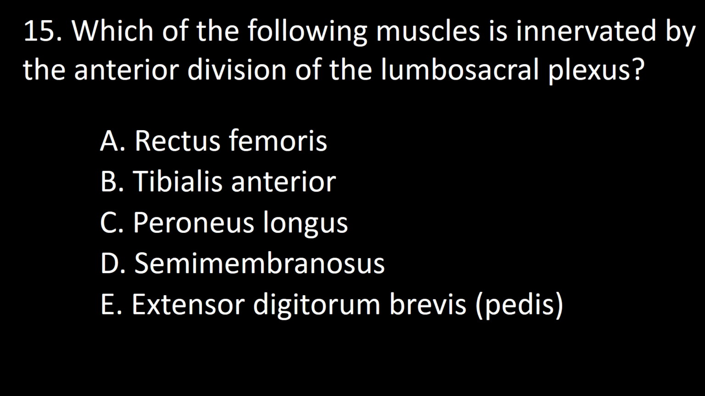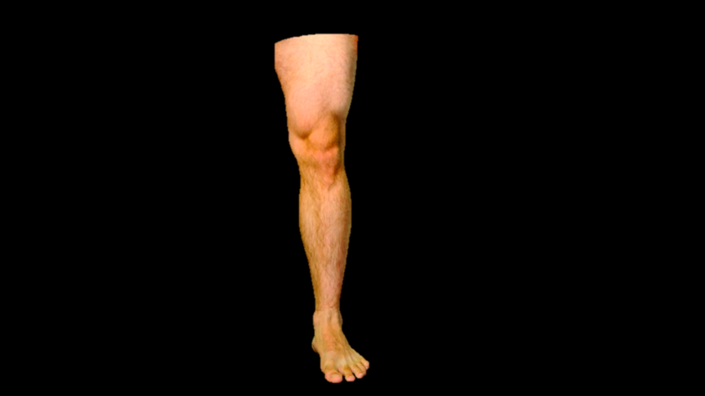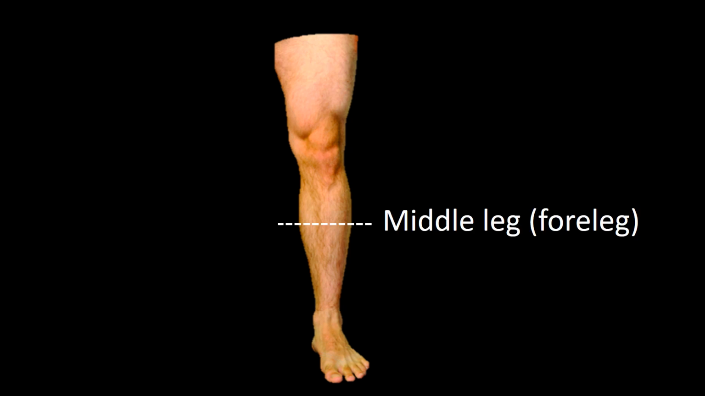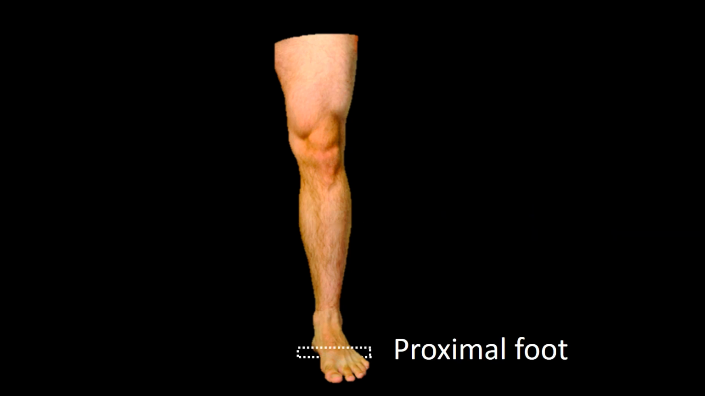Next question. Which of the following muscles is innervated by the anterior division of the lumbosacral plexus? A. Rectus femoris, B. Tibialis anterior, C. Peroneus longus, D. Semimembranosus, E. Extensor digitorum brevis. I will use this figure to look at the muscle anatomy of the lower extremity at different sites. These sites are high thigh, middle thigh, leg, and a coronal view of the foot.